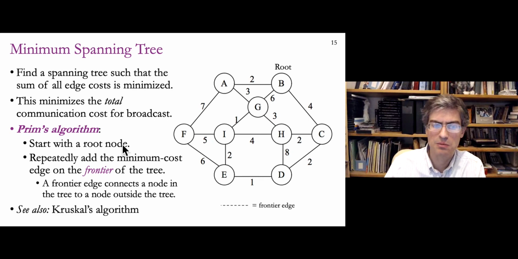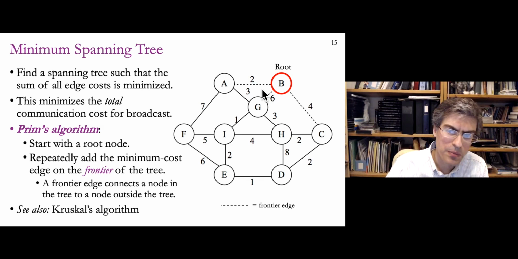This starts with the root node and then looks at the frontier. So the frontier are the set of edges that go from nodes on the tree to nodes that are outside the tree. So here are three frontier edges. And what Prim's algorithm does is add the lowest cost frontier edge. So we choose the two here.